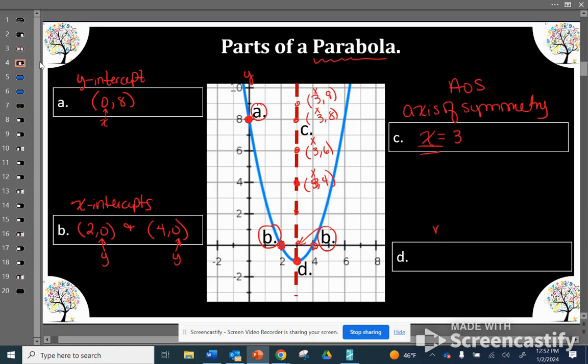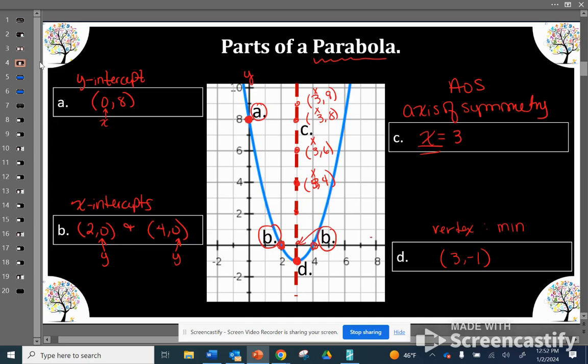So our vertex, in this case, again, it is an ordered pair. So we're going to write our vertex as 3 comma negative 1. And the vertex in this case is going to be a minimum point. So I always like to indicate if the vertex is a minimum or maximum. That will help us when we do other key features.